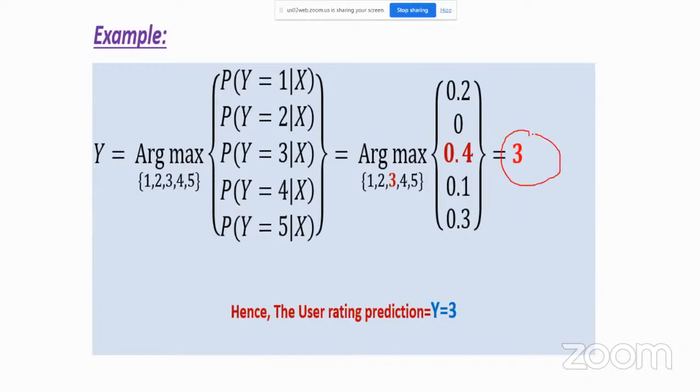Of course, we have already used the PCC measure for calculating the rating prediction. Even we can apply the Naive Bayes classifier, which is a supervised learning classifier. By using that, we have to find the probability of all the ratings and look for the maximum. This we can call a probabilistic classifier also.